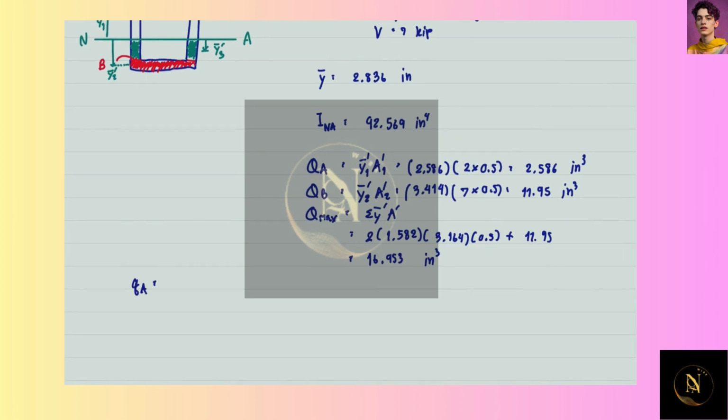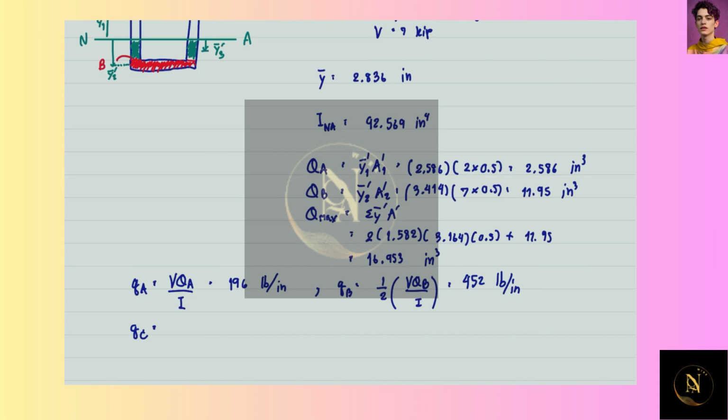Now we can find the shear flow. For QA, it is V QA divided by I, and that is 196 pounds per inch. And for QB, it is 1/2 V QB divided by I, and it is 452 pounds per inch.